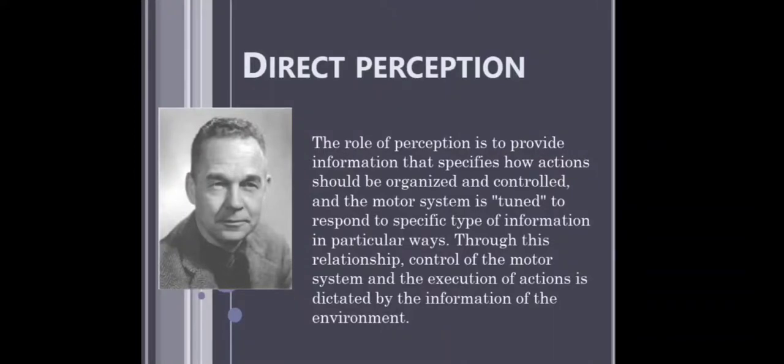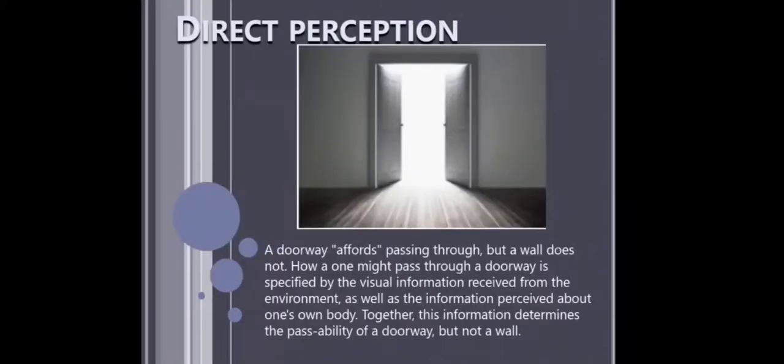So, okay. Another example is that a doorway affords passing through. Affords means something given by the environment, something provided. A doorway affords passing through, but a wall does not. How one might pass through a doorway is specified by the visual information received from the environment, as well as the information perceived about one's own body. Together, this information determines the passability of a doorway, but not the wall.